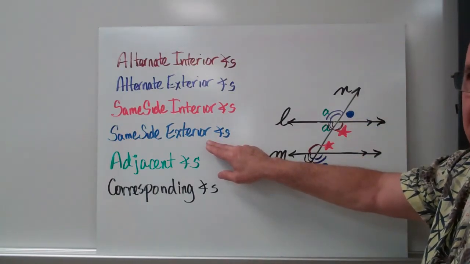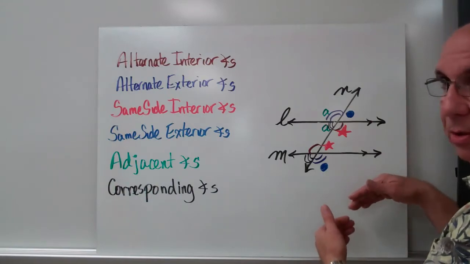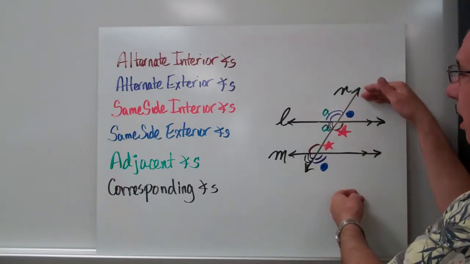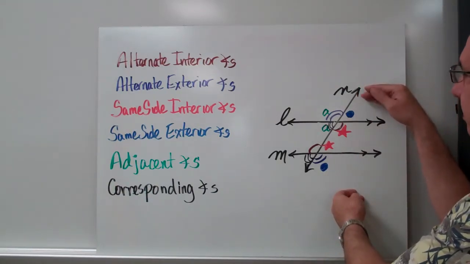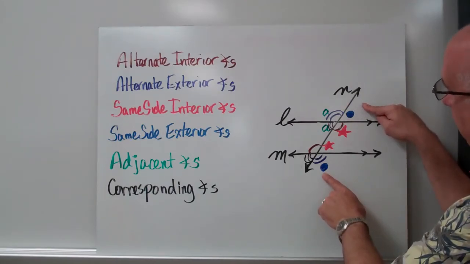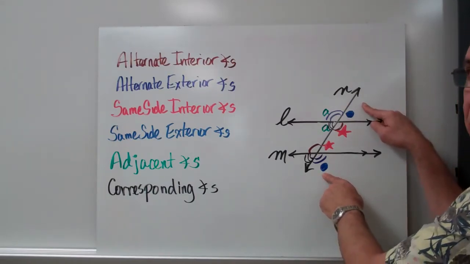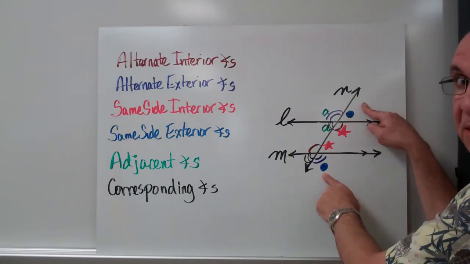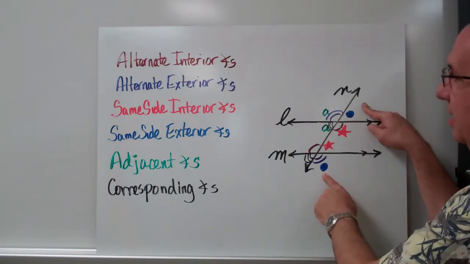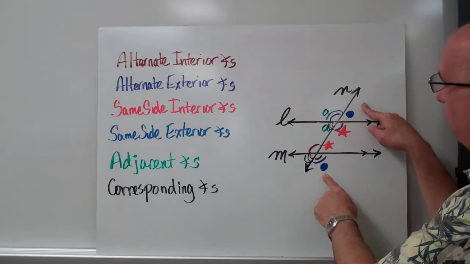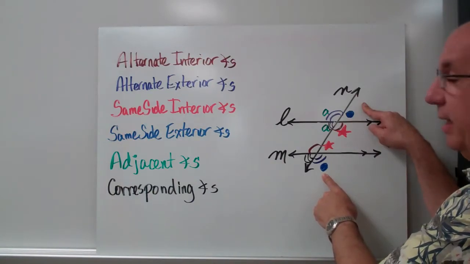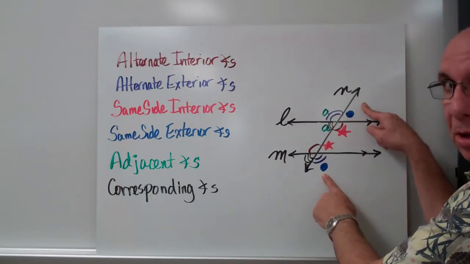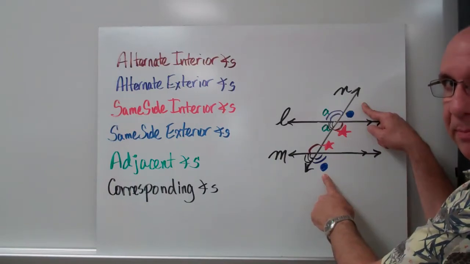Same side exterior. Well, we're back to exterior. Outside the parallel lines, on the same side of the transversal. The two blue dots. These are examples of same side exterior angles. Same side exterior angles are always supplementary.